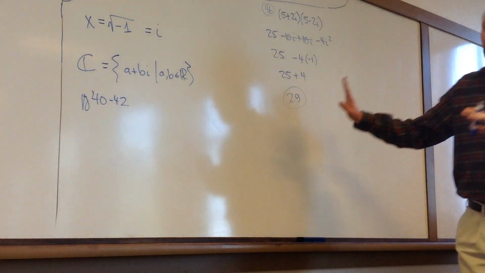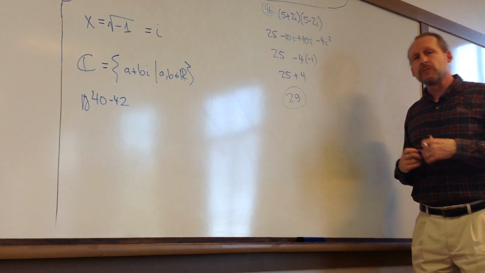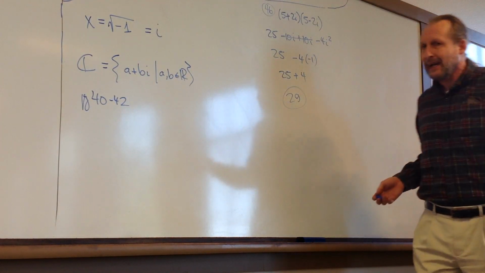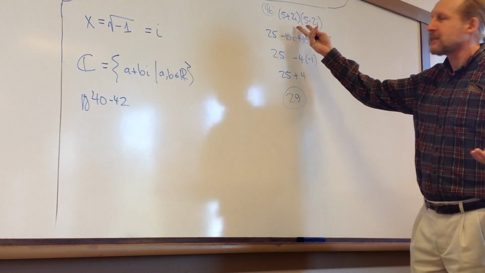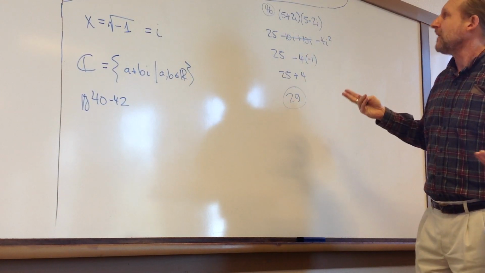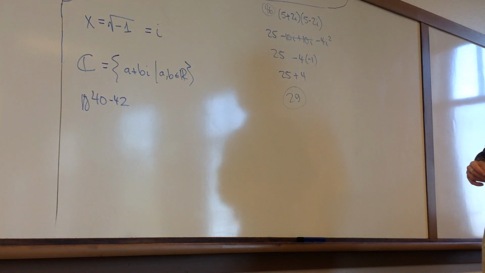Now, I happen to find this really interesting. 29 is a prime number in the real number system. It doesn't have any factor pairs. It's only 1 times 29. But in the complex number system, it is factorable into 5 plus 2i times 5 minus 2i.